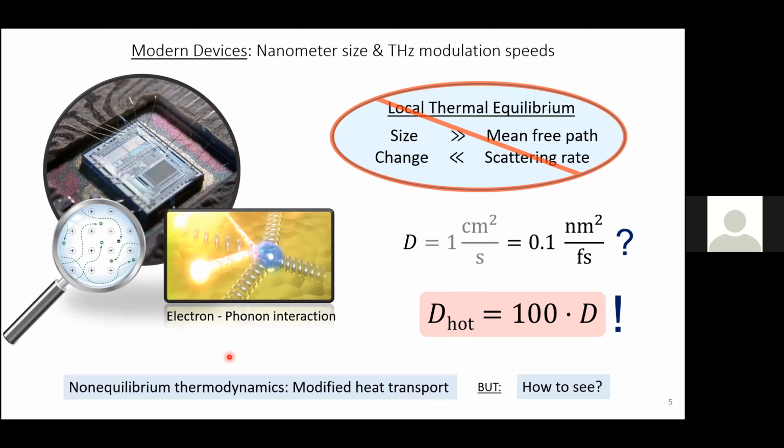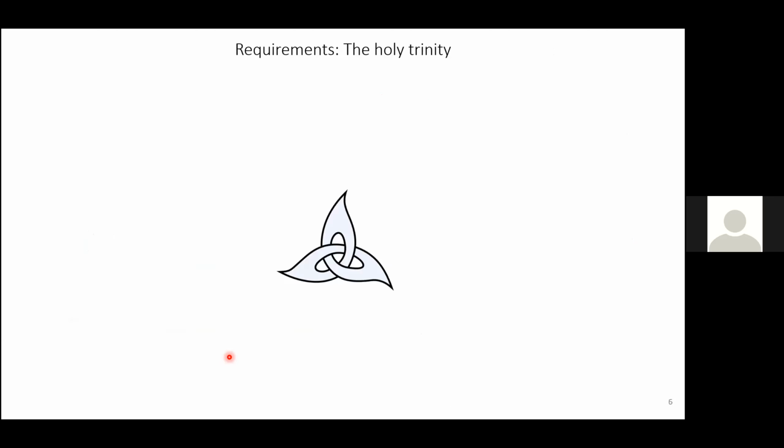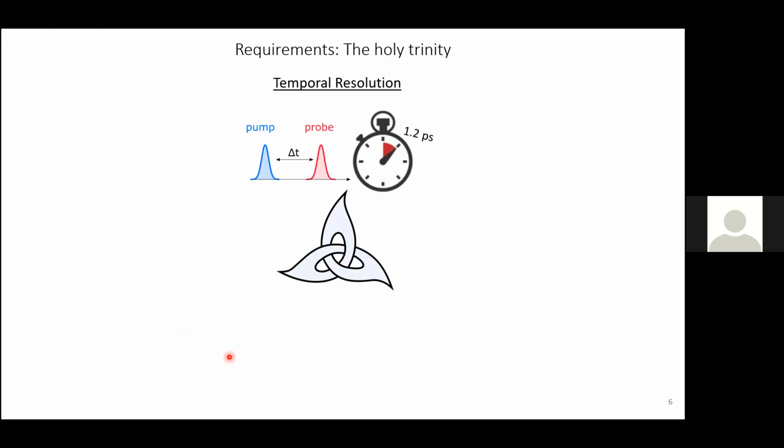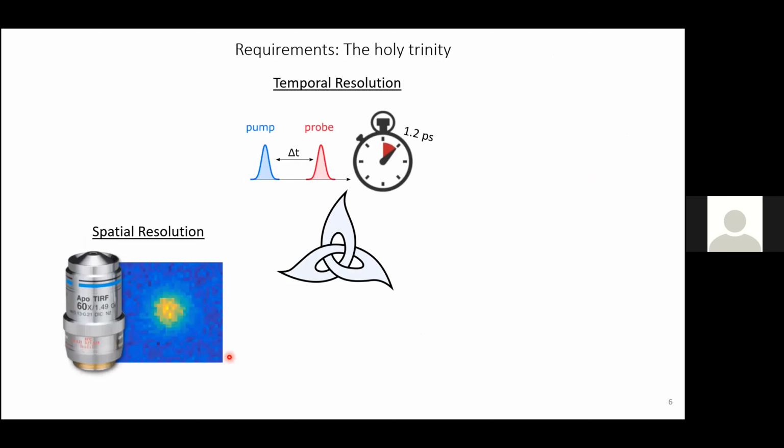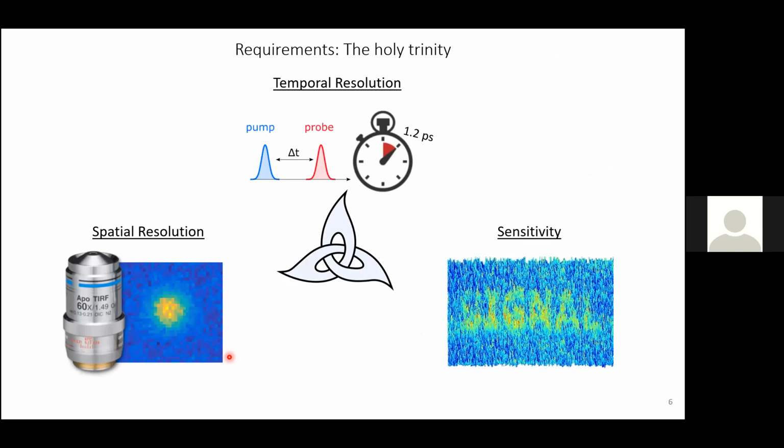So how can we really see this? The idea is, I think, very easy. Like the coffee cup, you just have a small spot and you look at the spread. But how do we do this? We need three things, the holy trinity, which is temporal resolution, so we do pump probe. We need spatial resolution, so we do it in a high NA objective. And we need sensitivity, which is usually some sort of lock-in technique. And you also want your signal to actually be proportional to what you're looking at.